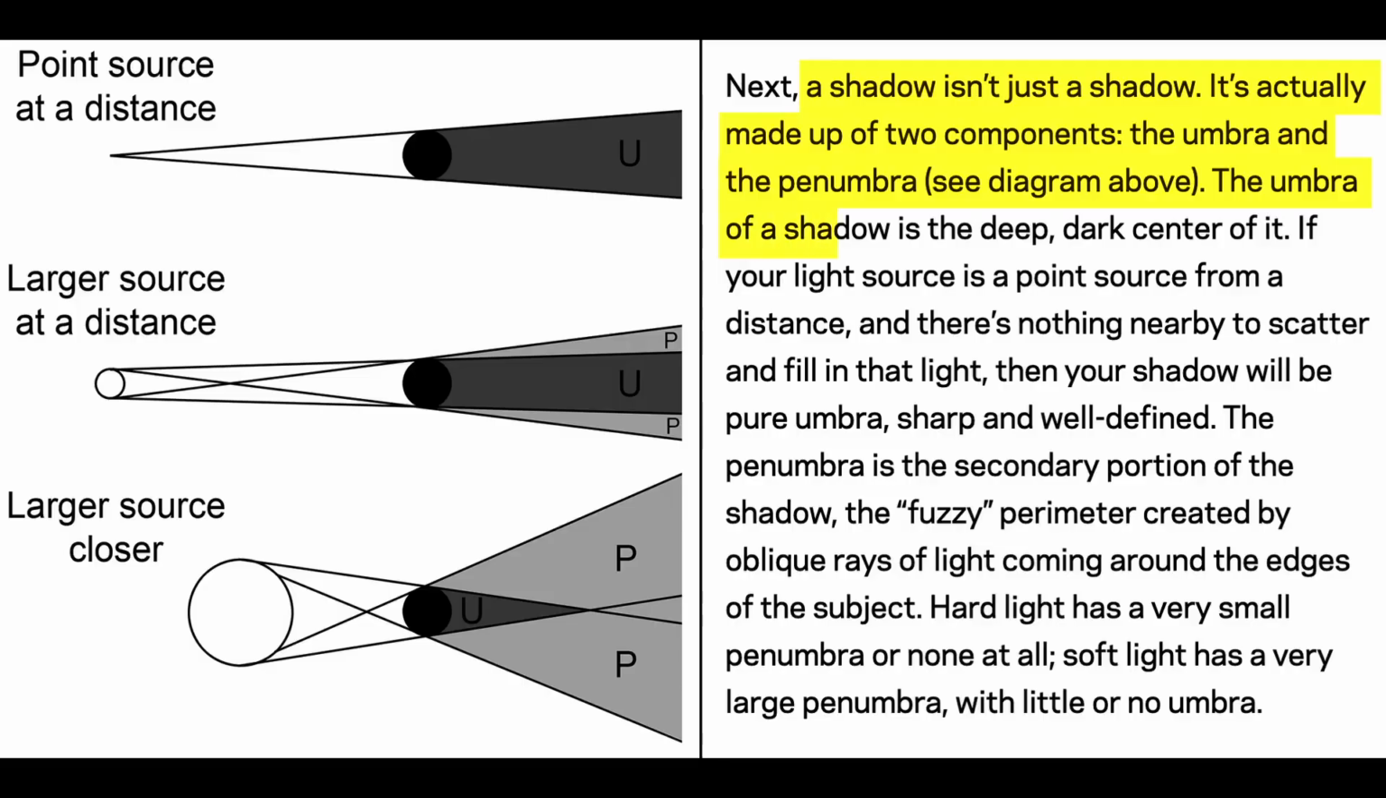The umbra of a shadow is the deep, dark center of it. If your light source is a point source from a distance and there's nothing nearby to scatter and fill in that light, then your shadow will be pure umbra, sharp and well defined. The penumbra is the secondary portion of the shadow, the fuzzy perimeter created by oblique rays of light coming around the edges of the subject. Hard light has a very small penumbra, or none at all. Soft light has a very large penumbra, with little or no umbra.